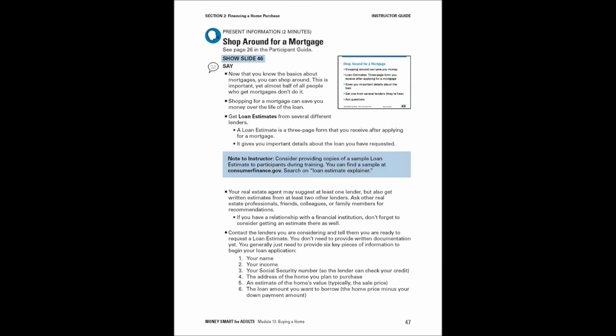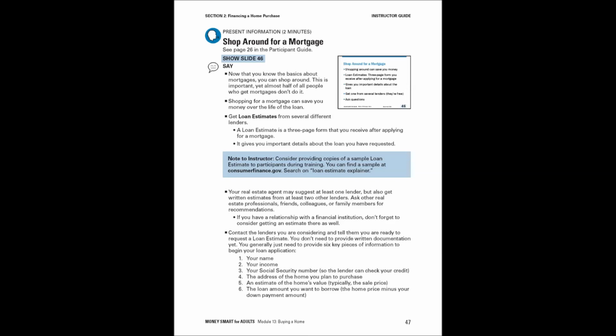Now, we're going to be talking about presenting information around shopping for a mortgage. So now we want to make sure participants understand that this process is not just calling someone up and saying, hey, what do you offer? It's about getting a loan estimate. Now, here's a tip. You may want to get a sample of a loan estimate from the Consumer Financial Protection Bureau's website, consumerfinance.gov. You can do a search on Loan Estimate Explainer. You can print that down and provide that to your participants as a way to show them an example of what one looks like. But this is really going to be important.